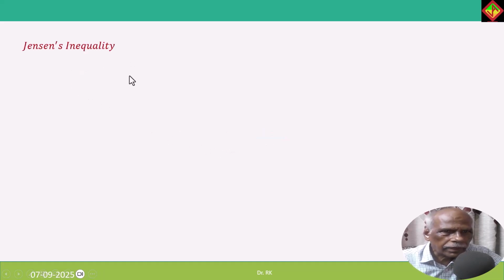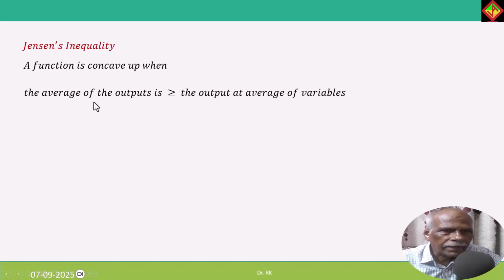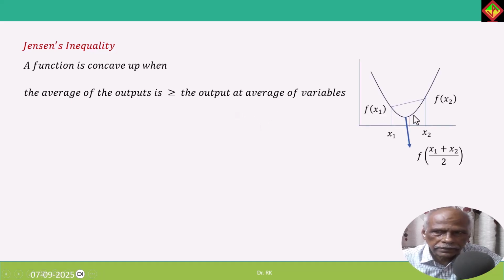ஸோ Jensen's inequalityனா என்னன்னு தெரியுமா? A function is concave up when the condition is this: the average of the output is greater than or equal to the output at average of variables. ஸோ ரெண்டு வேரியபிள் வச்சுக்கோ, x1 x2. So f of x1 plus f of x2 by 2 is the average of the output. Output at average of variables na x1 plus x2 by 2 அந்த பாயிண்ட்ல ஃபங்க்ஷன் கிடைக்கணும், f of x1 plus x2 by 2, right? So you can see this graph here.